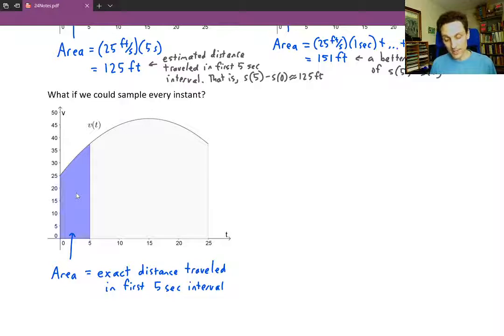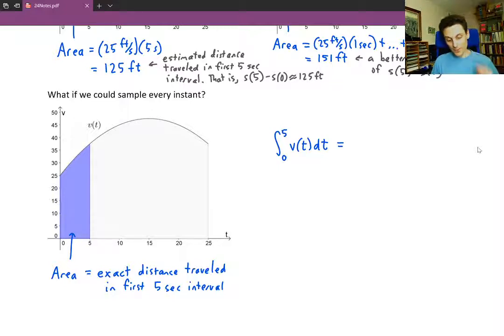So the key thing here is that the area under this velocity curve is representing the distance traveled on that interval. But the area under the curve, we have a notation for that now. This is the integral from 0 to 5 of the velocity curve. That's the definite integral that represents the area under the curve. Right? We could use this to calculate the area under the curve.